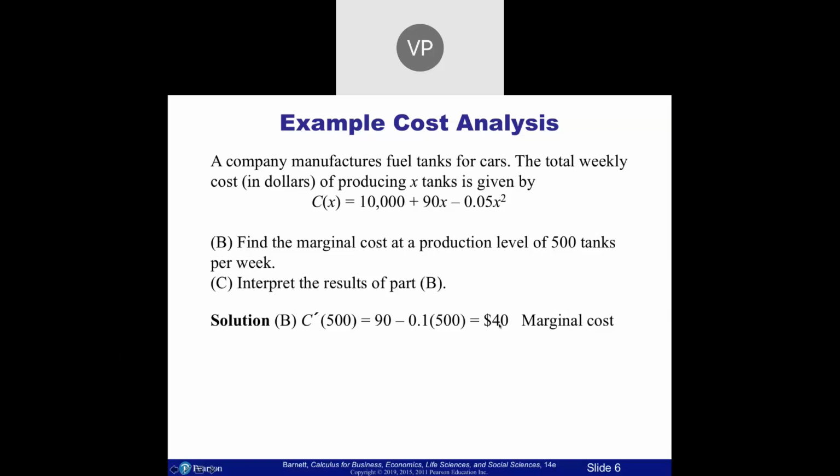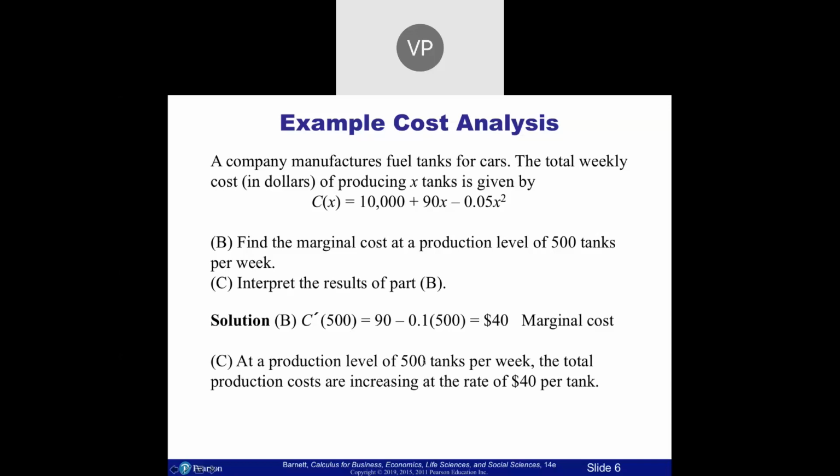So now we interpret this. The best part that you need to know out of this beginning lecture is, what does this mean? Well, it means that, assuming you have 500 tanks per week, the total production costs are increasing. And that's the key, because your derivative could be a plus or minus answer here. It just means that it's costing you $40 for every extra tank you produce.